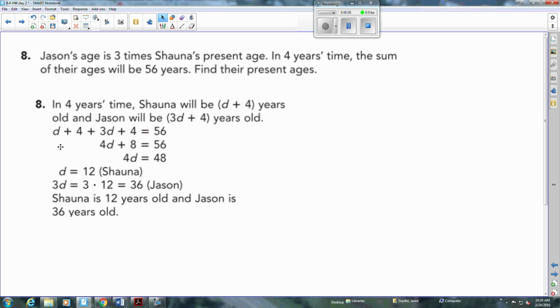Then you would have to take these and combine them together. So 3D plus D is 4D, plus another 4 is 8. So you get 4D plus 8 equals 56. You would then subtract 8 from both sides and you get 48. 4D equals 48, so you would divide by 4 and you get 12 for Shauna. Then you would go back and say Jason is 3 times 12, which is 36.